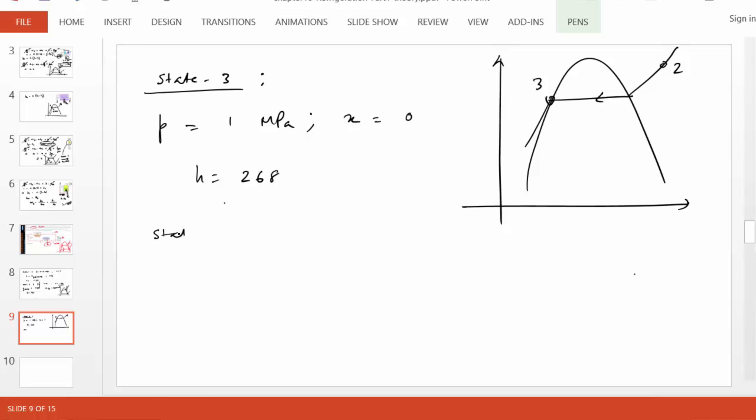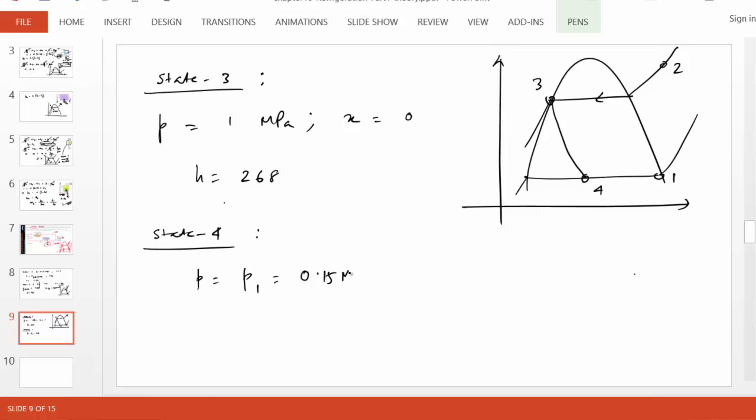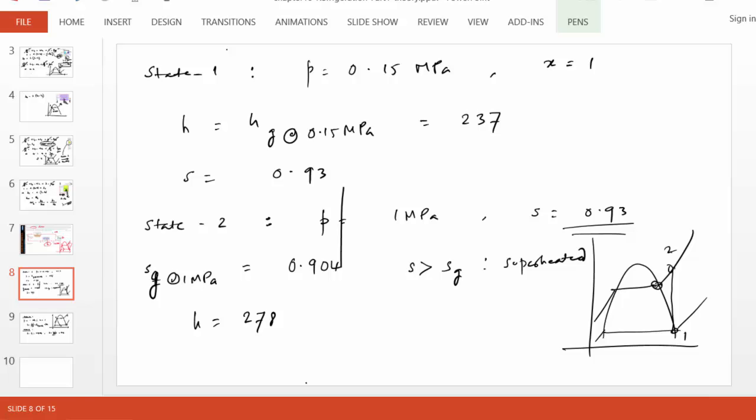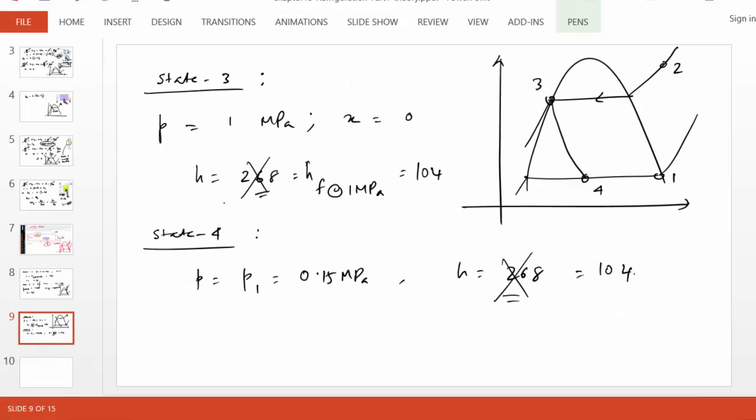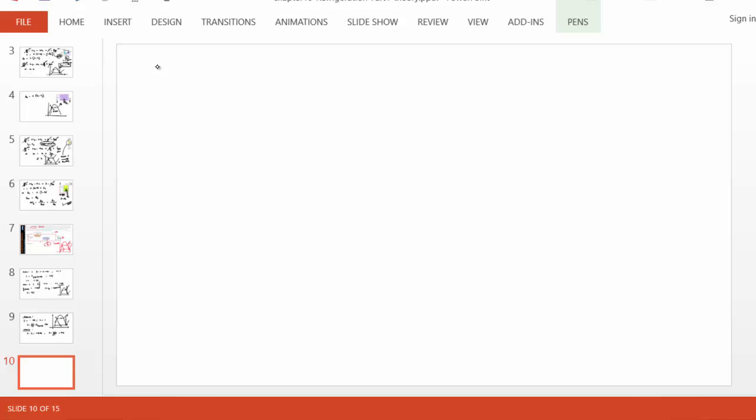And finally, state 4. We know enthalpy remains constant, so pressure is known, same as P1, which is 0.15 MPa, and enthalpy is 268. So we don't need to do anything, enthalpy is already known. All that remains now is to analyze our devices. Let me join this just for the sake of completeness here. So let's analyze the compressor first.